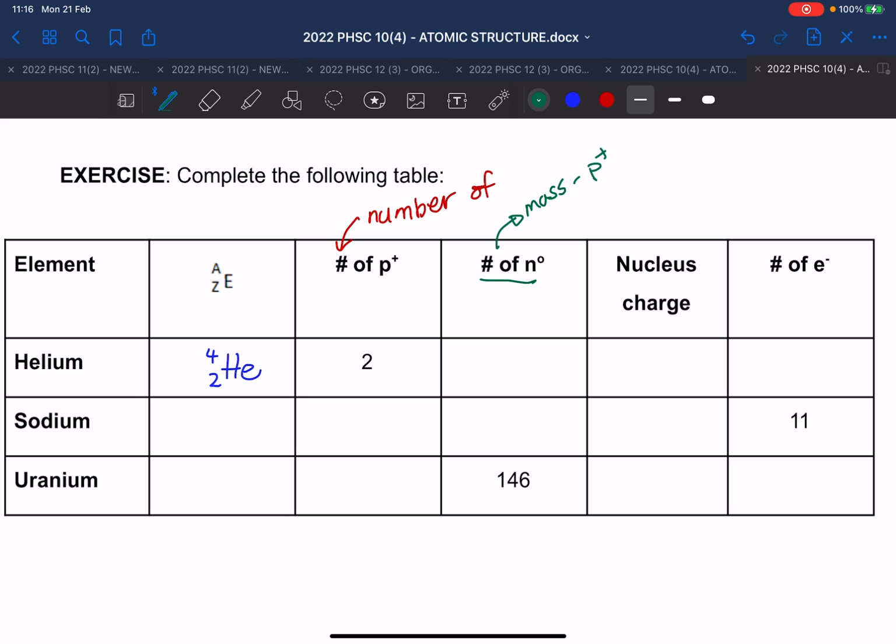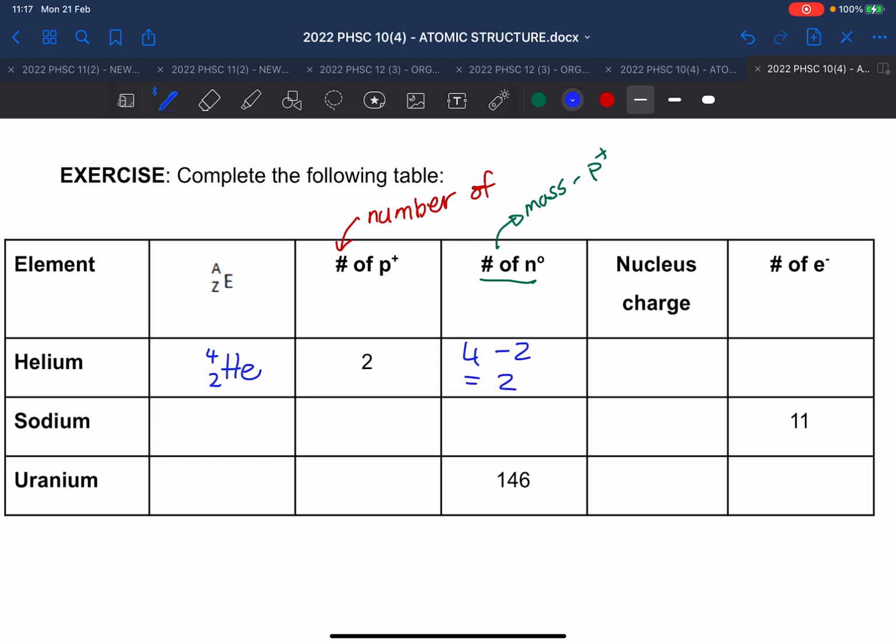With that information, how many neutrons does helium have? 2. How did you get to 2? This number minus the atomic number. Yes, you said 4 minus 2. You don't have to show that in a test. This is just for completion's sake.